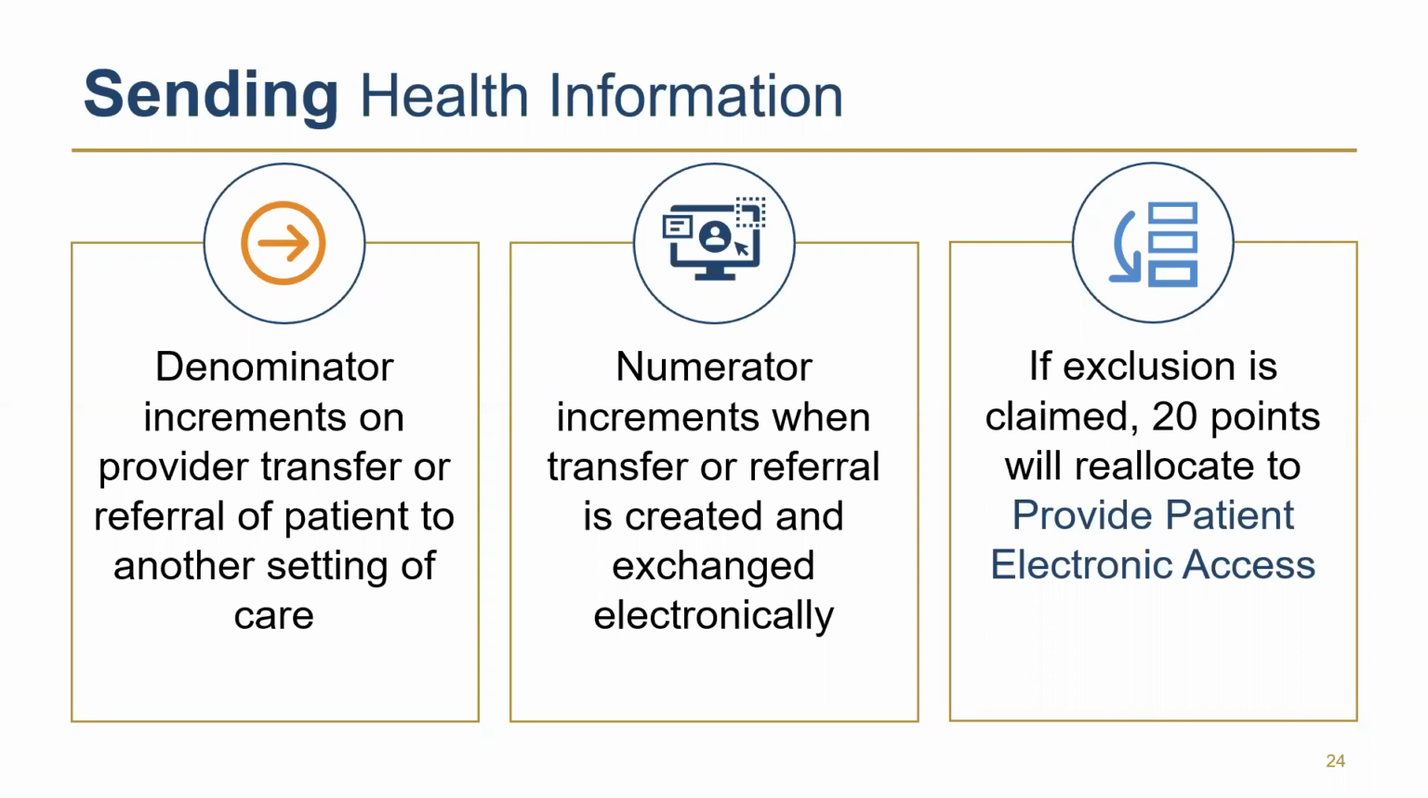This measure does have an exclusion. If the clinician or group transfers or refers a patient to another setting fewer than 100 times during the performance period, they may take this exclusion. Keep in mind that a performance period is 90 or more consecutive days during the performance year. So if the clinician or group is able and wishes to take this exclusion, the points for this measure are reallocated to the provide patients electronic access to their health information measure.